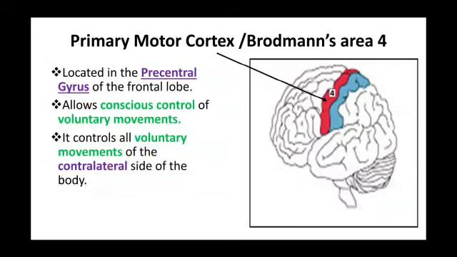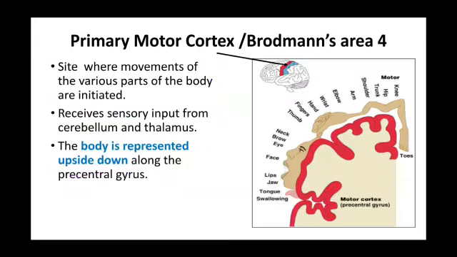Coming to the primary motor cortex, that is area number 4. This is located in the precentral gyrus of the frontal lobe and allows conscious control of voluntary movements. It controls all voluntary movements of the contralateral side of the body. It is the site where movements of various parts of the body are initiated. It receives sensory input from the cerebellum and thalamus. The body is represented upside down along the precentral gyrus.